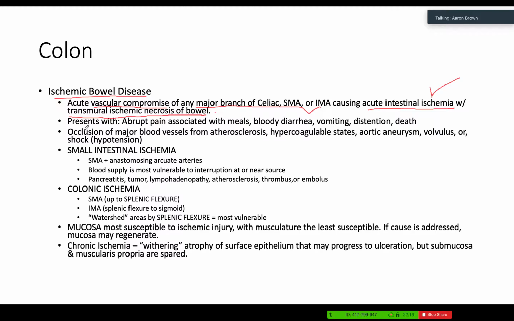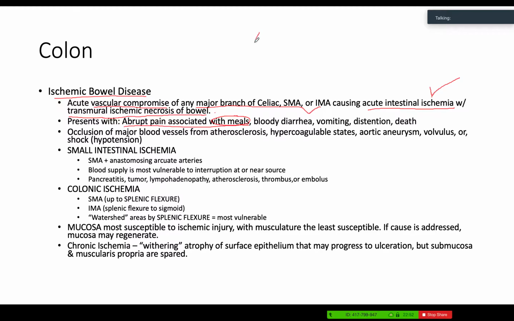And so how do these patients present? It's a very, very specific way they're going to describe these patients: abrupt abdominal pain associated with meals. Why? When you eat, you have a higher demand for oxygen and blood supply to your GI tract. So our patient starts eating, and about 10 minutes into eating, they start having really severe pain in their abdominal area. We should start thinking about ischemic bowel disease.